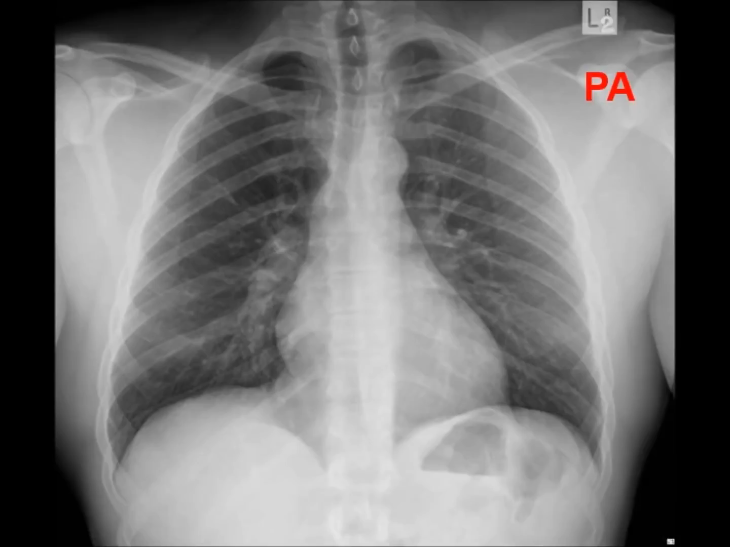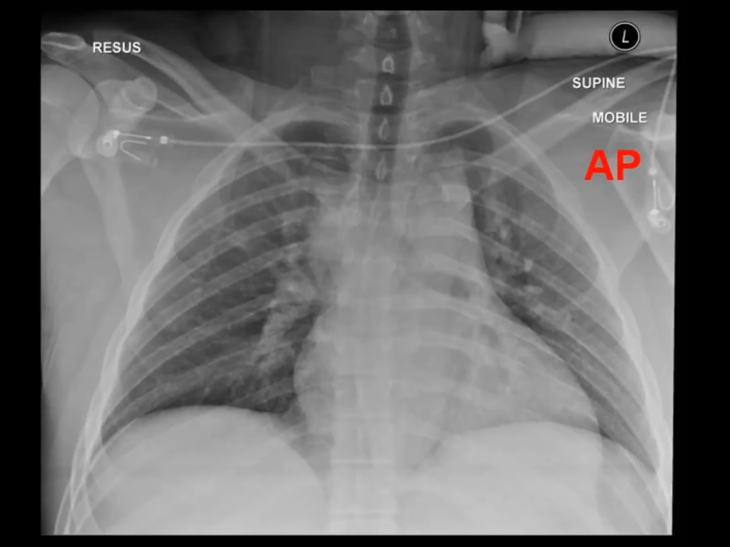Now let's look at the AP. Do you see any differences? Notice how in the AP projection, the borders of the scapulae are sharp and appear to lie over everything else, while the clavicles appear to be obscured by the ribs and other structures. Also notice that the heart appears abnormally wide.